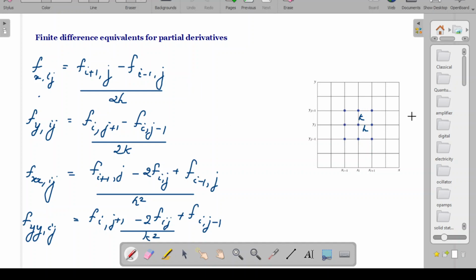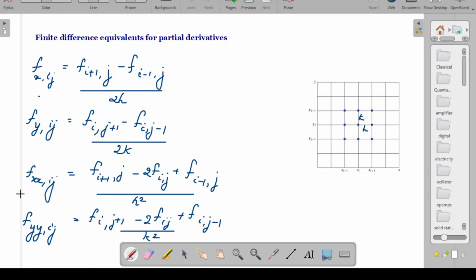Now similarly, the first order derivative of f with respect to y can be found using the finite difference equivalent in this way. If you know the function value at f(i, j plus 1) minus f(i, j minus 1), then that divided by 2k, where k is the distance between the grid points in the y direction, will give the first order derivative of the function f with respect to y.